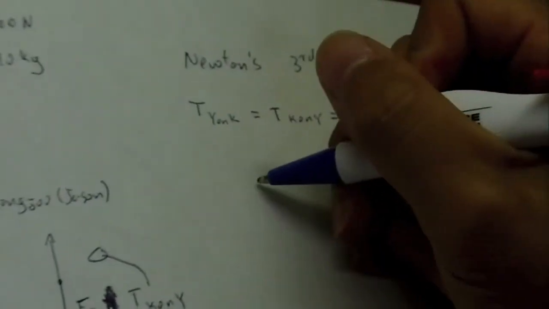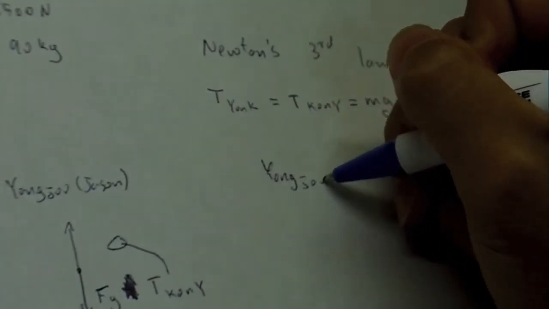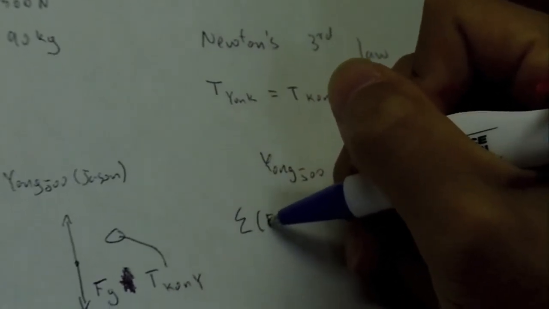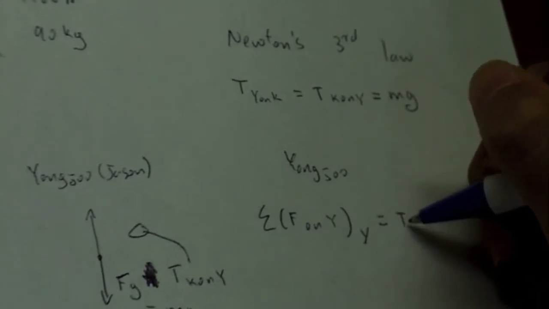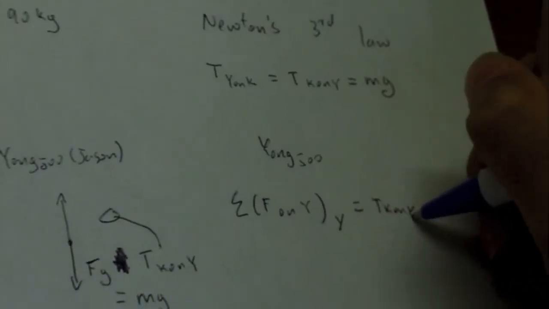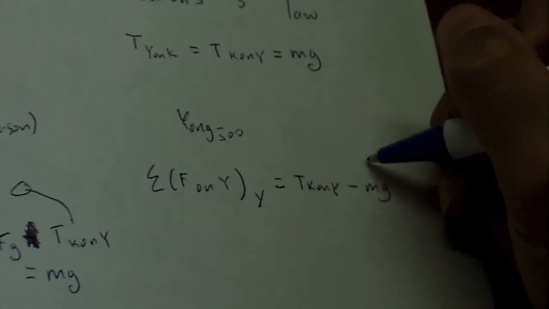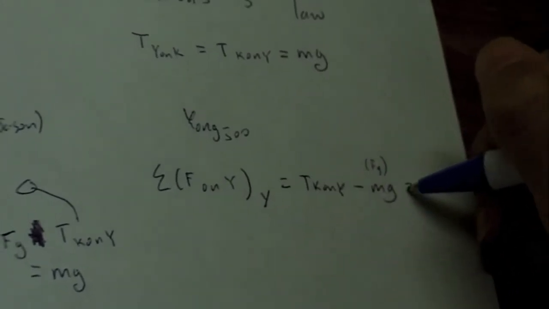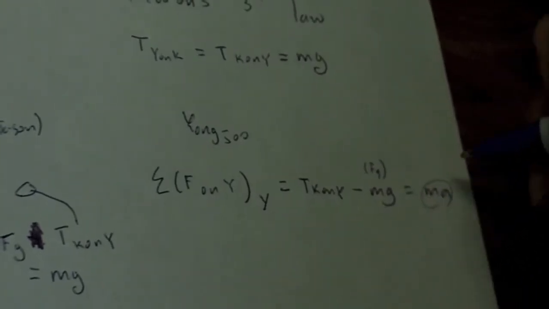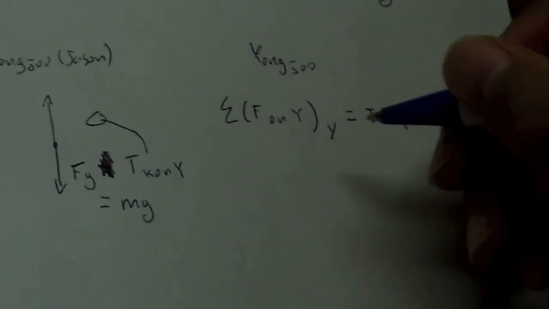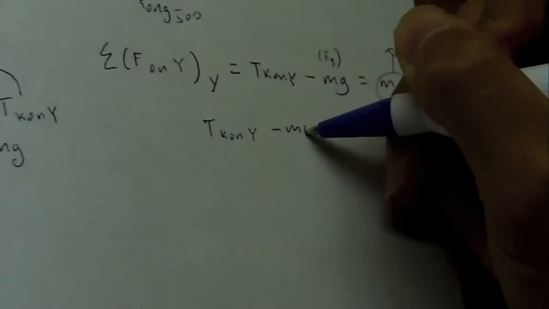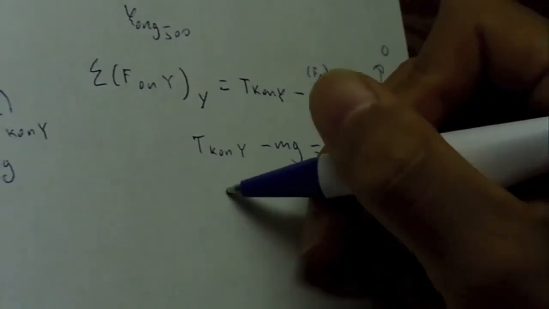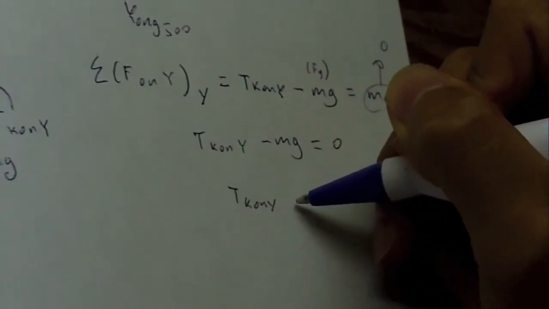That's because on Youngju, the total force in the y direction is going to be T of knot on Youngju minus mg, which is F of G. It's going to equal ma. That ma is going to be 0 because I'm not moving. So T of knot on Youngju minus mg is going to equal 0. So T of knot on Youngju is equal to mg.